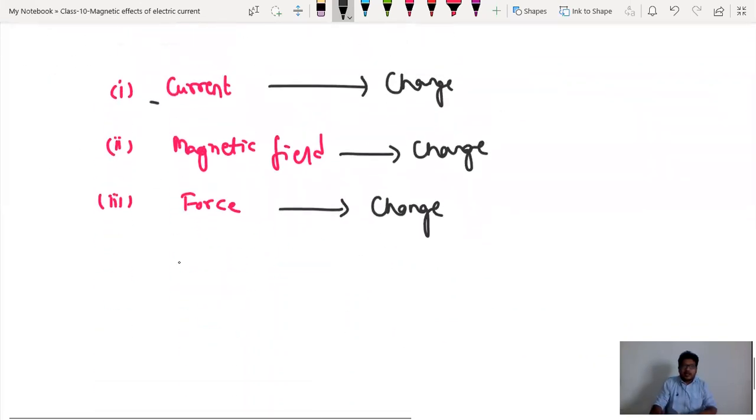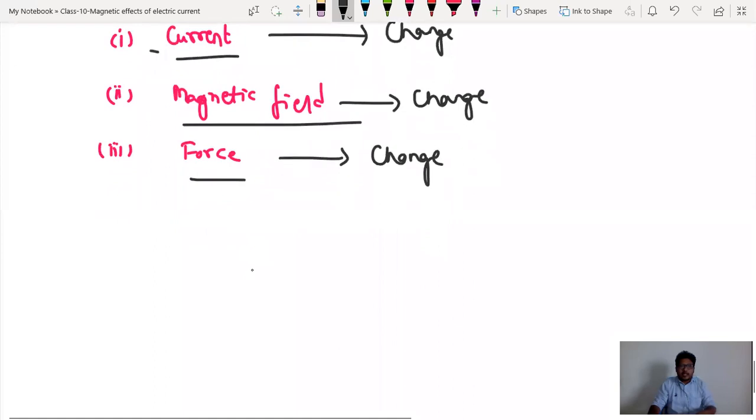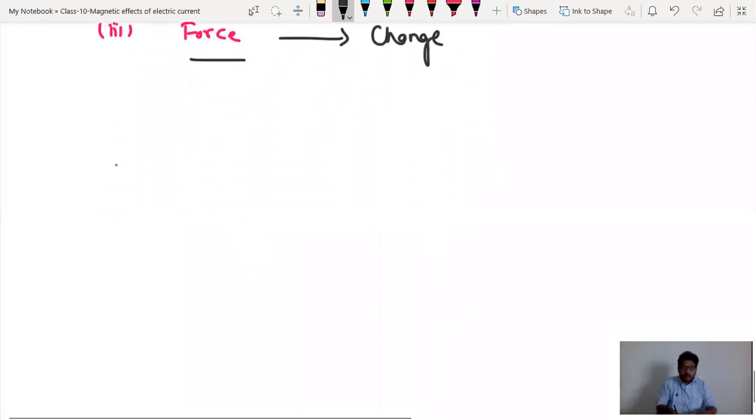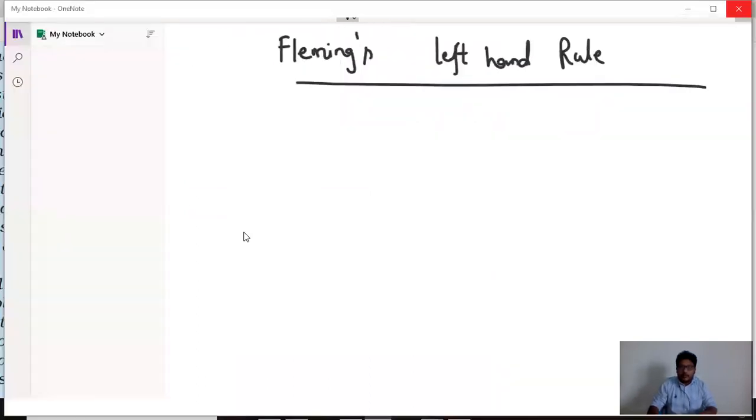So the direction of current, direction of magnetic field, and direction of force can be easily remembered by using Fleming's left hand rule. What is that Fleming's left hand rule? I'll show the diagram, you can get it.